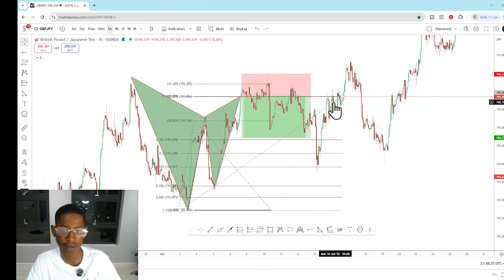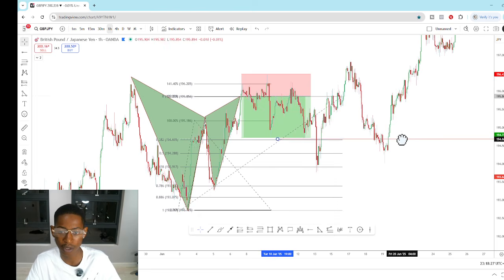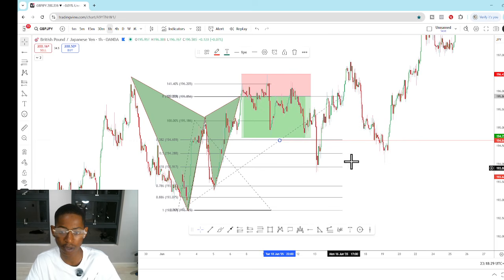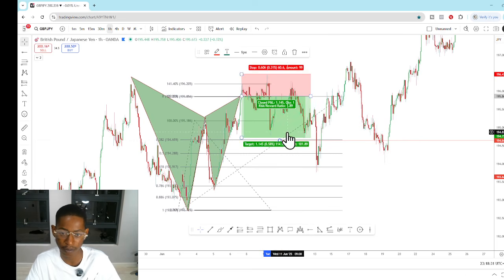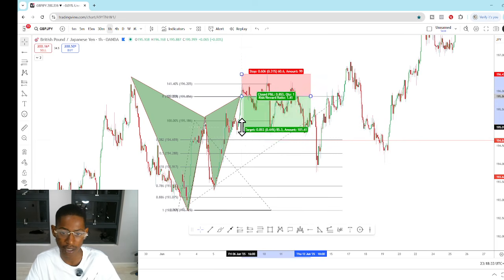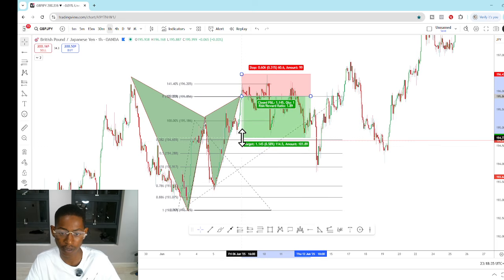Could have the first take profit on the 38.2, and the second take profit on the 50% level. So let's say for instance you take a sell here. This would be your first take profit, this would be your second take profit.